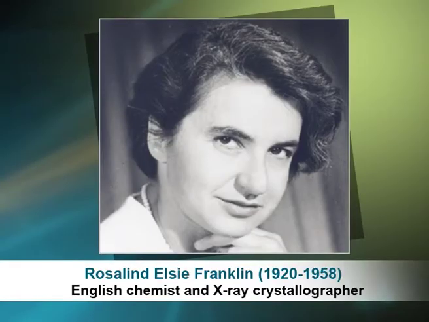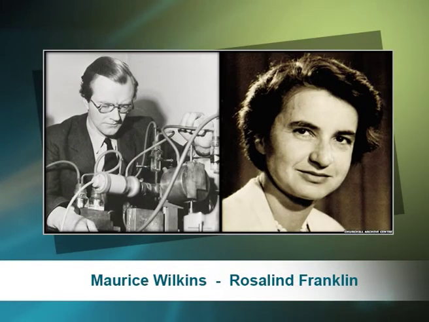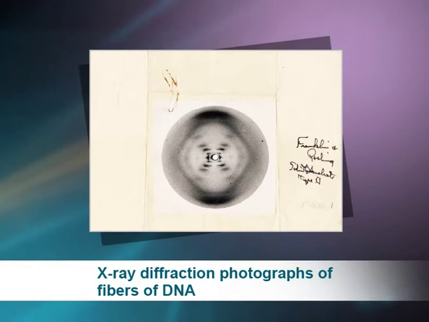Wilkins' colleague Rosalind Franklin, who died of cancer at the age of 37, could not be honored because the Nobel Prize can be awarded only to the living. They discovered that DNA consists of two long chains that form a double-stranded helix. Maurice Wilkins and Rosalind Franklin also contributed to this discovery by X-ray diffraction photographs of fibers of DNA. The characteristics of these diffraction patterns indicated that DNA was formed of two chains that wound in a regular helical structure.